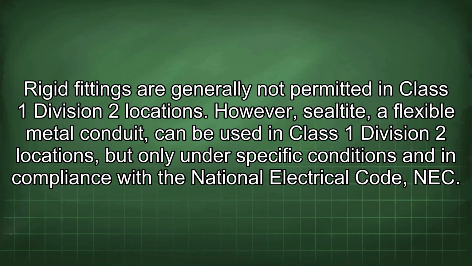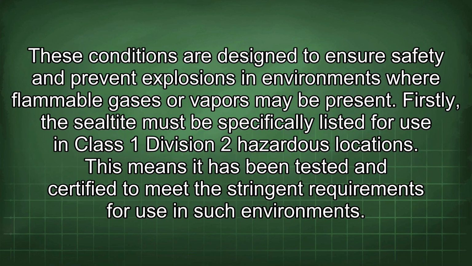Rigid fittings are generally not permitted in Class 1 Division 2 locations. However, Sealtite, a flexible metal conduit, can be used in Class 1 Division 2 locations, but only under specific conditions and in compliance with the National Electrical Code (NEC). These conditions are designed to ensure safety and prevent explosions in environments where flammable gases or vapors may be present.